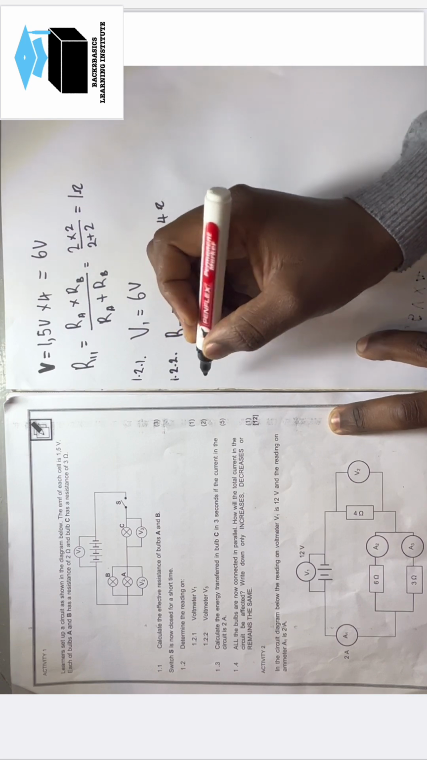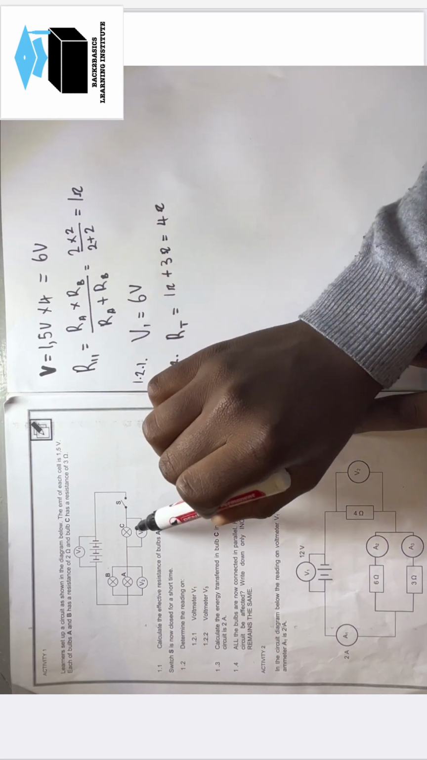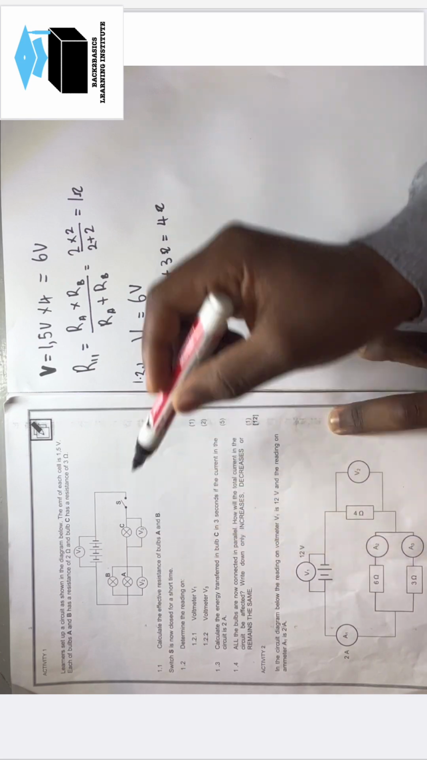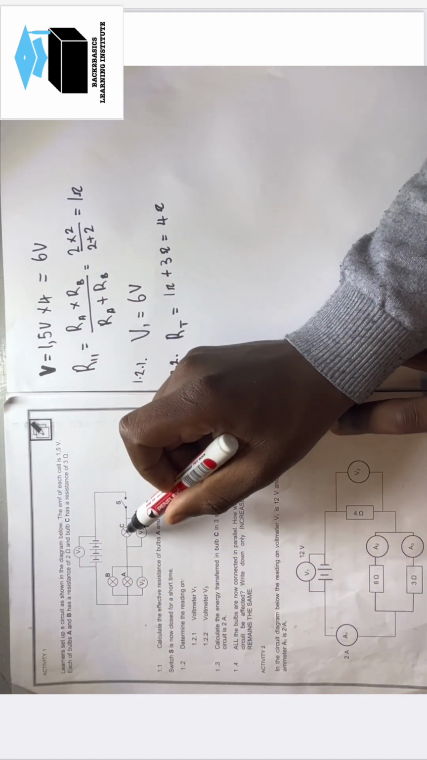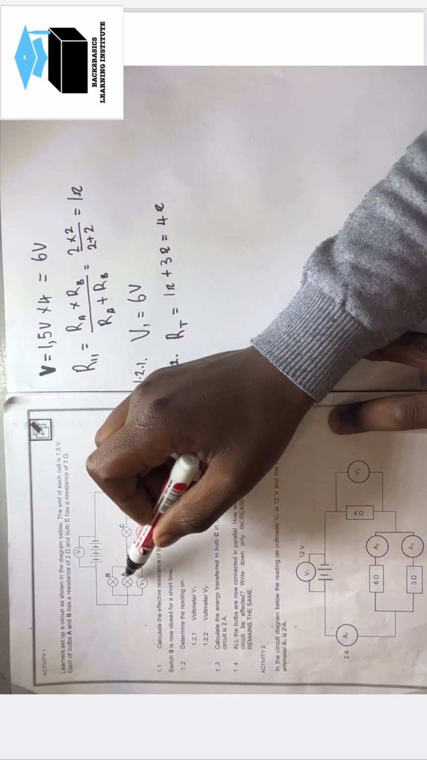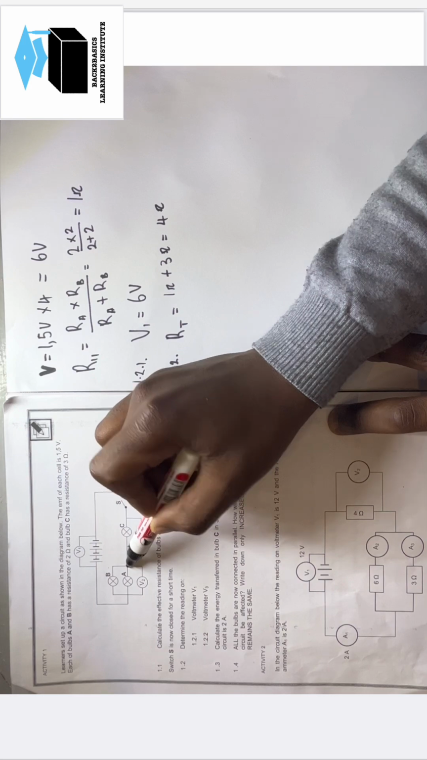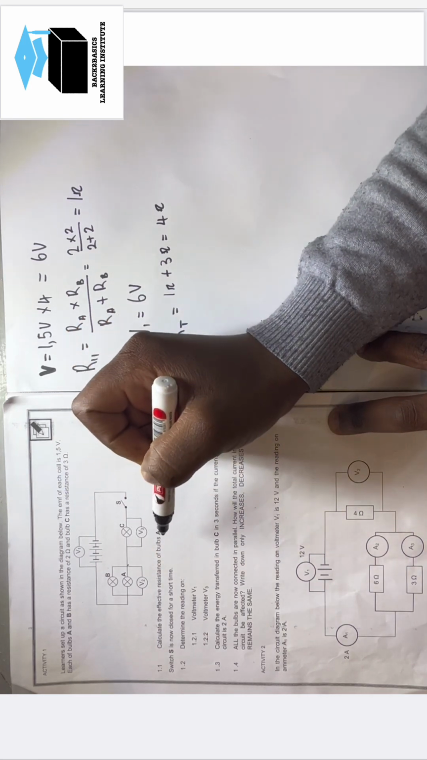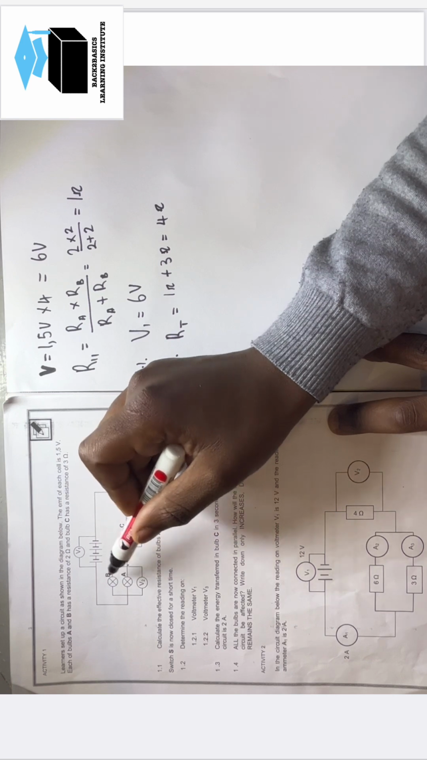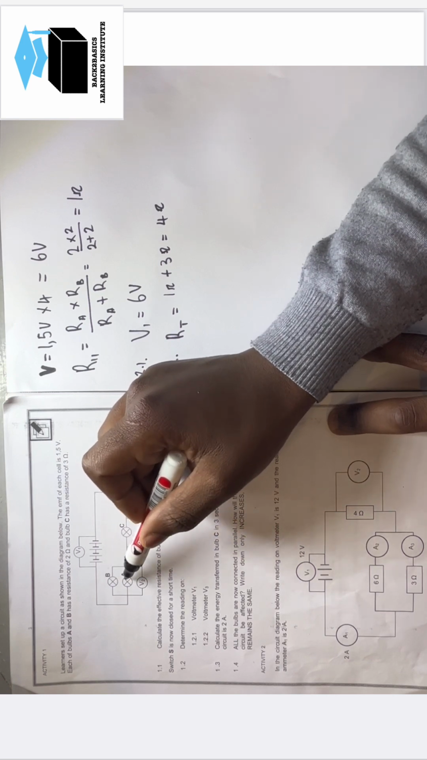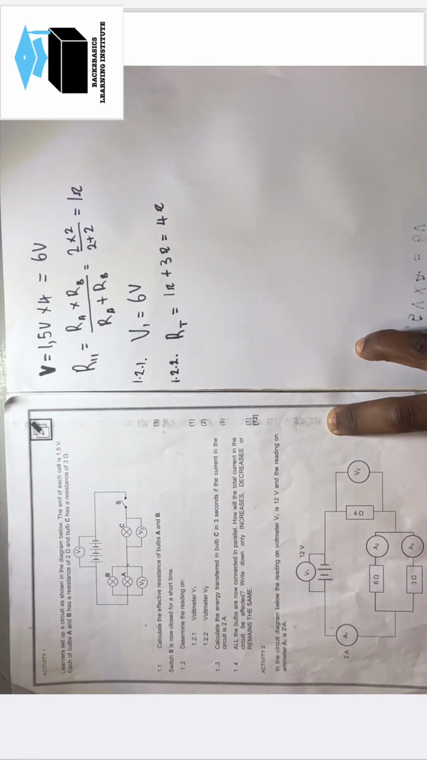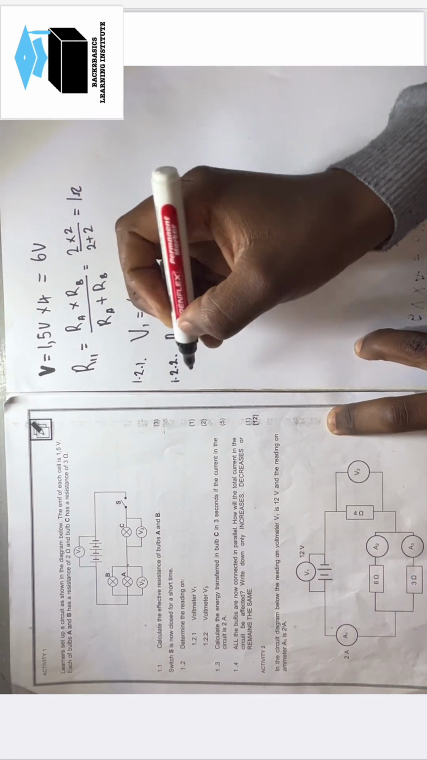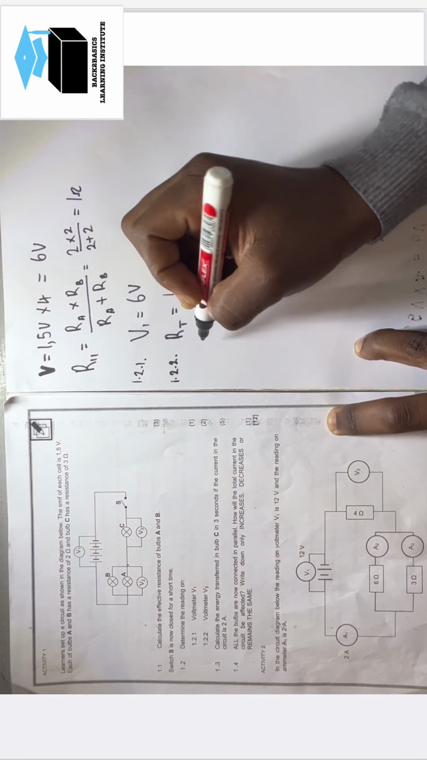And then after that, to get the reading on V3, you need to find the current that passes through the circuit. Remember, here the current is going to be divided, but as soon as it reaches this point, it is connected again, or rather it's going to be a sum of the current that is flowing within these two bulbs. So you can start by calculating the current of this entire circuit.